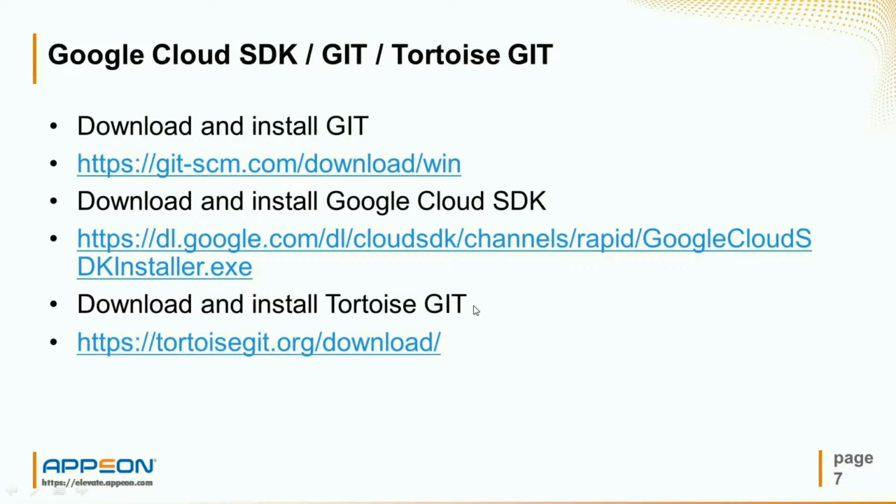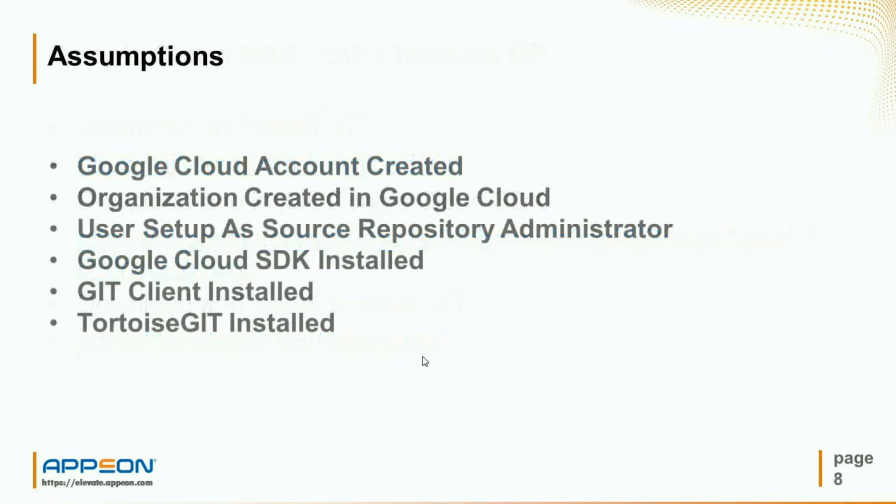And then we have TortoiseGIT, which probably a lot of people are already familiar with, but here's the download link for that. Alright, some assumptions. Obviously you need a Google Cloud account, and within that account you need to set up an organization, and you want to set up a user as a source repository administrator. And then we're going to install the three things I mentioned before: the Google Cloud SDK, Git, and TortoiseGIT.